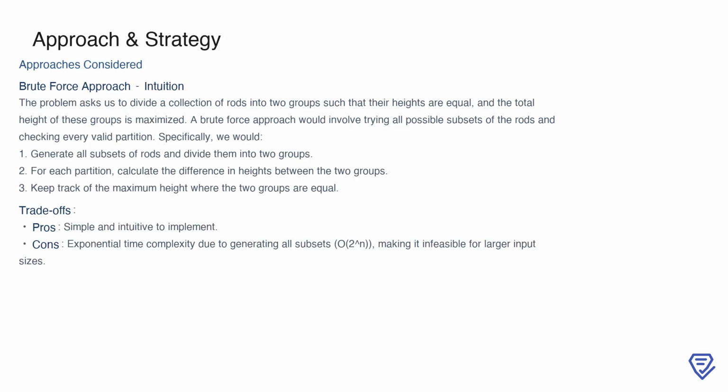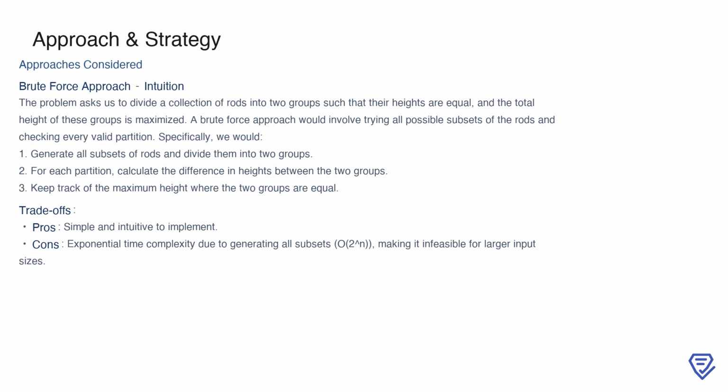When approaching the tallest billboard problem, one intuitive method is the brute force approach. Here, the goal is to divide the rods into two groups so that their heights are equal, while maximizing the total height of these groups. To do this, we would generate all possible subsets of rods and examine every valid partition.